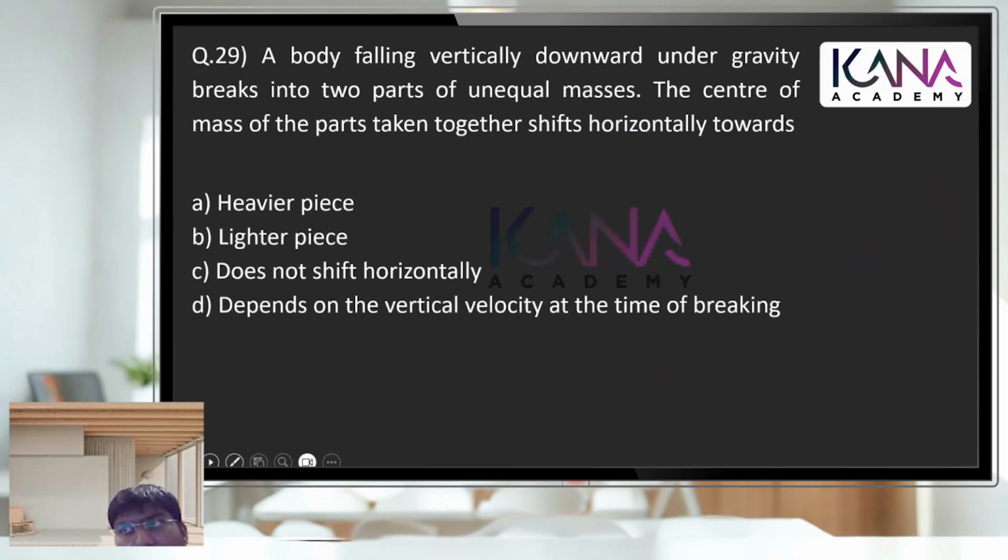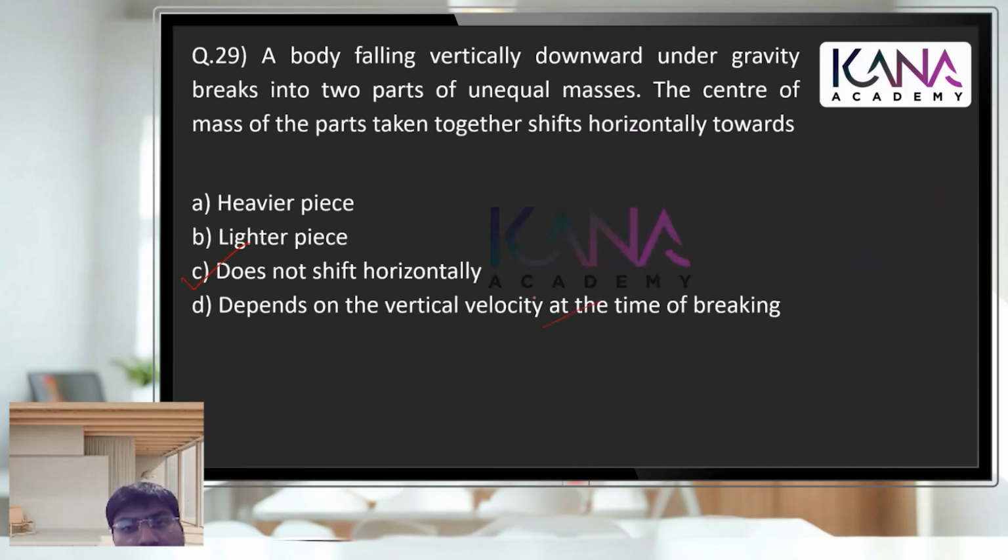So it breaks into two unequal masses. How does the center of mass shift horizontally? So the concept here is that the only external force is gravity and it acts vertically. So there is no external horizontal force. The center of mass, hence, cannot accelerate horizontally. So it does not shift horizontally.